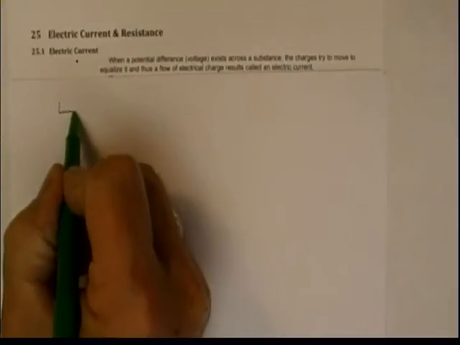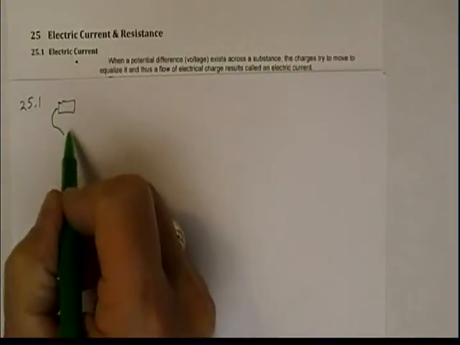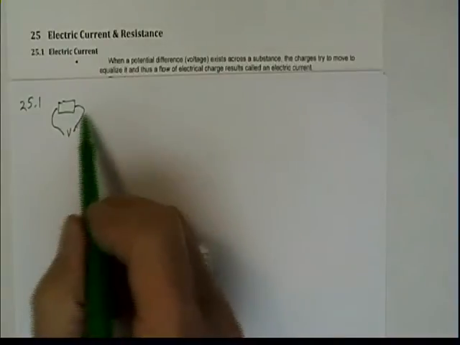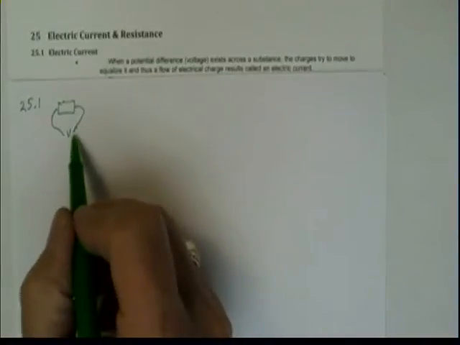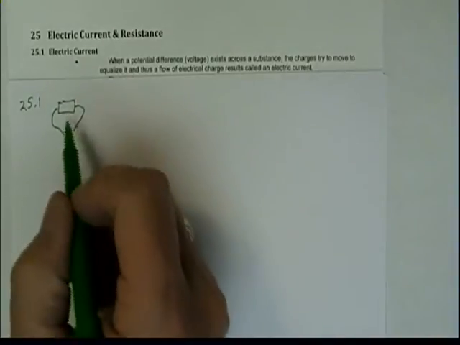If we take any object and attach a voltage across the two ends, that is a potential difference, so there's a certain voltage between here and here, charges will try to move.